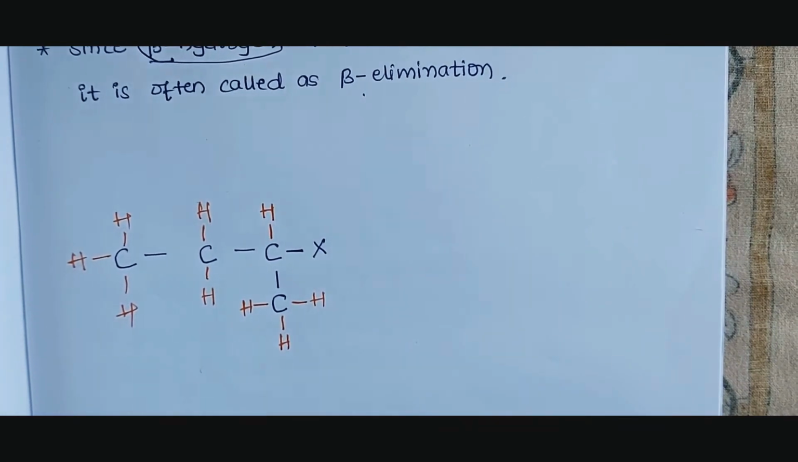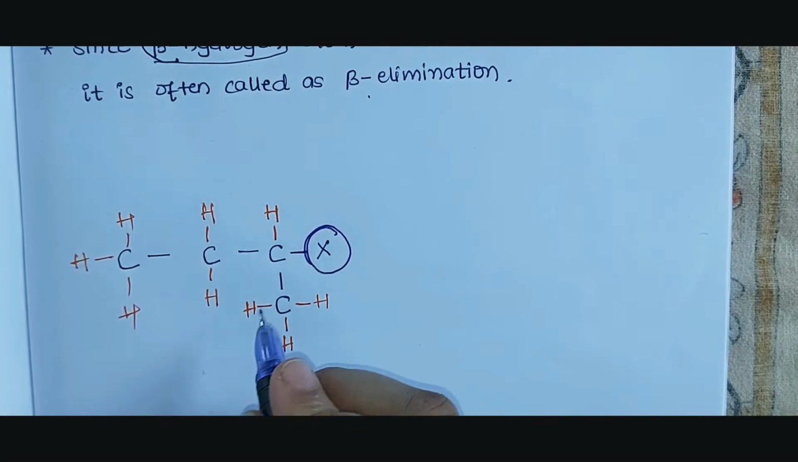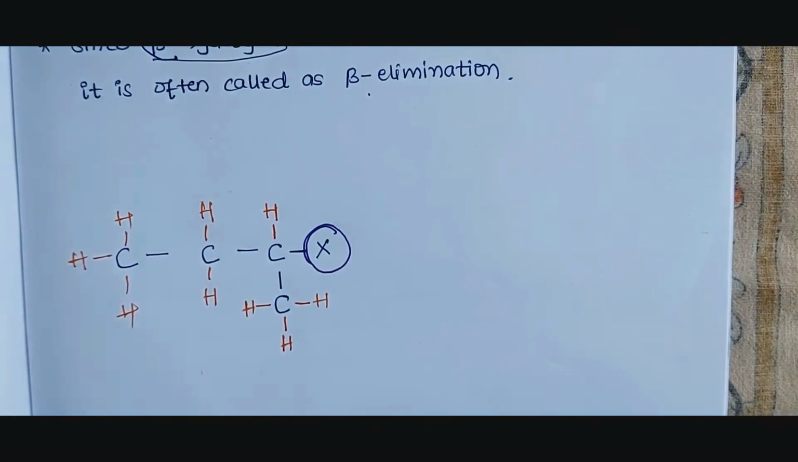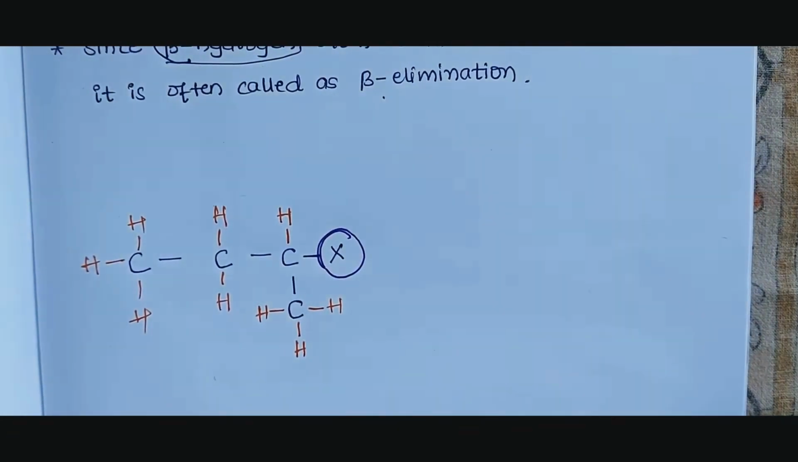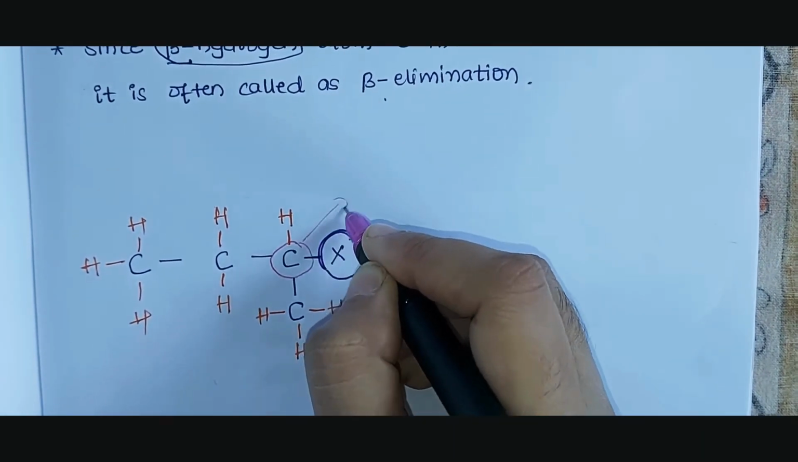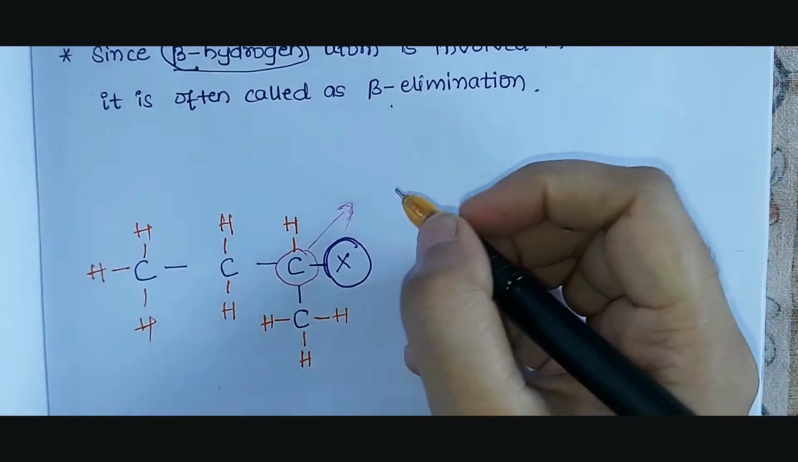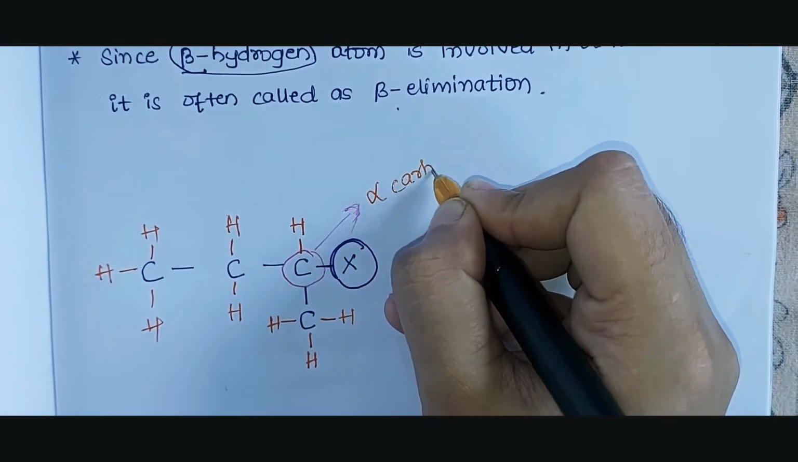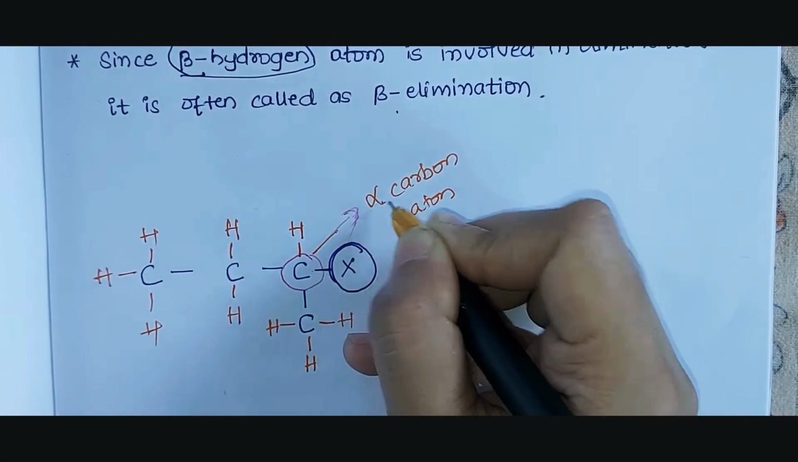Now the carbon to which the halogen is attached, that carbon atom we call an alpha carbon atom. See, the one which I have marked in pink, we call it which carbon atom? Alpha carbon atom. Remember, the carbon to which the substituent or the functional group is attached, that carbon atom we call an alpha carbon atom.